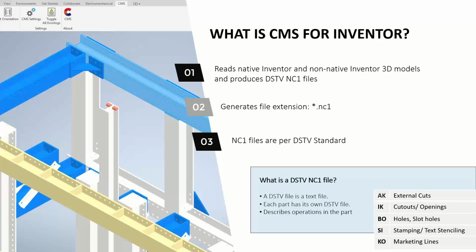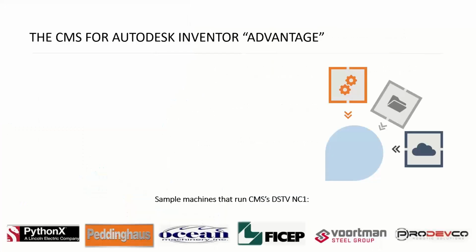It describes your operations. It could be your external cuts, as you see on the desktop here. The block will describe your external cuts. If you have any internal cuts, they will show up as an IK block. If you have any slots and drills, that will show up as a BO block. The same goes for text stenciling and marking. So those are the main blocks that we support at this point. Additionally, we do bending operations as well. If you're doing sheet metal and you have bending features, which is a KA block, we can do that as well in our CMS for Inventor solution.